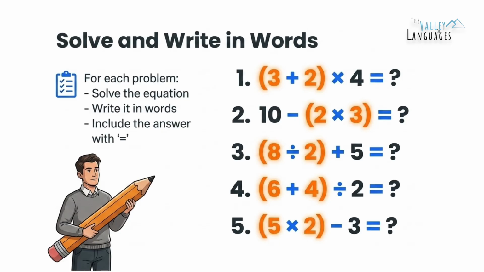Okay, here are 5 practice problems. I'd love for you to go ahead and literally pause this explainer right now. Grab a piece of paper and a pencil. For each problem, solve it mathematically, but then, and this is the real secret sauce for your English practice, write the entire equation out in full words, exactly like we just practiced. And please, don't forget to include the answer and the word equals. Go ahead, hit pause now, and just hit play again when you're all finished.